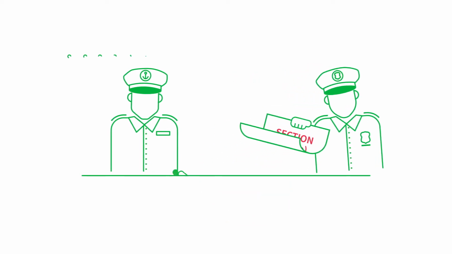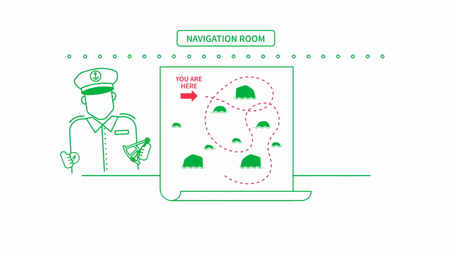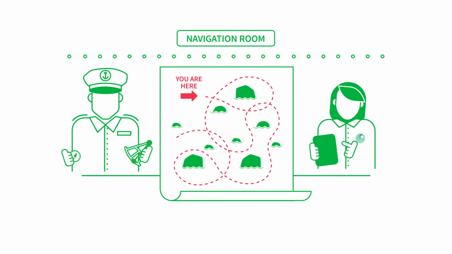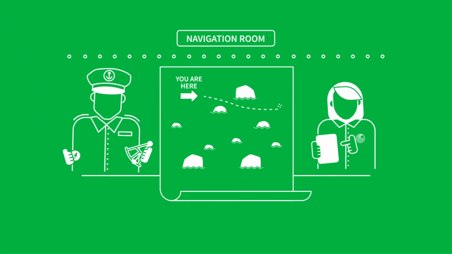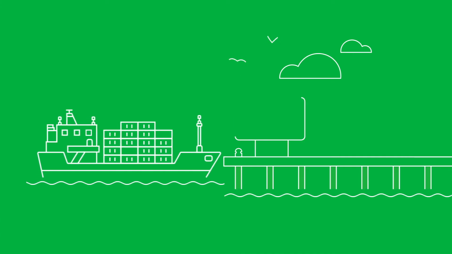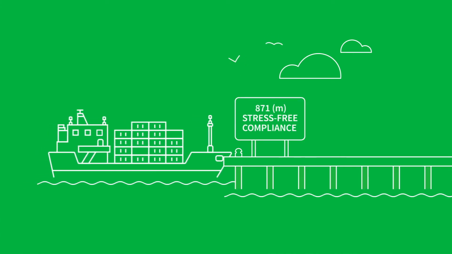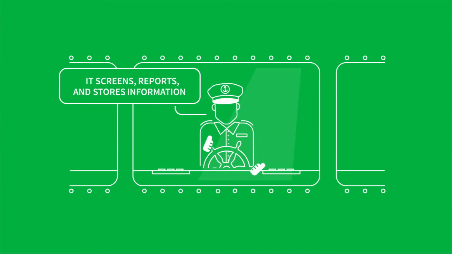Sorting through it all can easily become a tangled mess, but it's something IHS Markit is well equipped to handle for you. With extensive tax experience, our Tax Solutions Group has developed a three-part system for stress-free compliance and navigation of Section 871M. It screens, reports, and stores information so you don't have to reinvent the wheel.